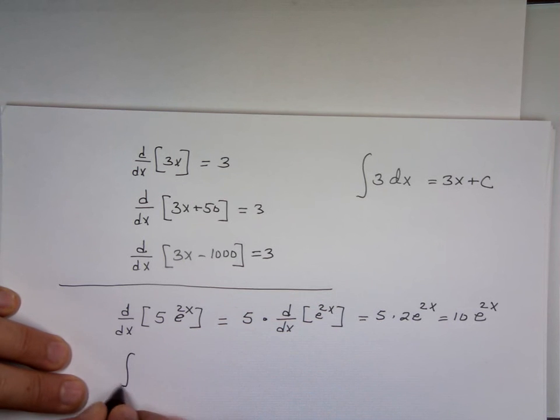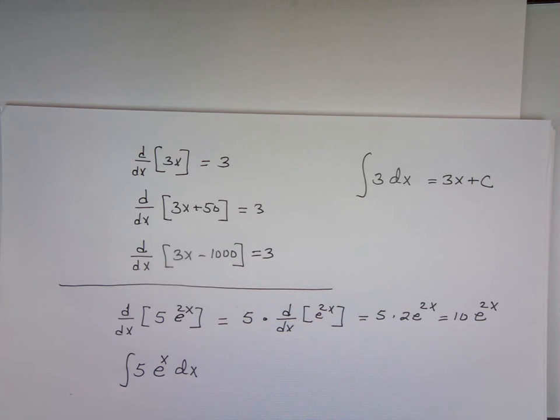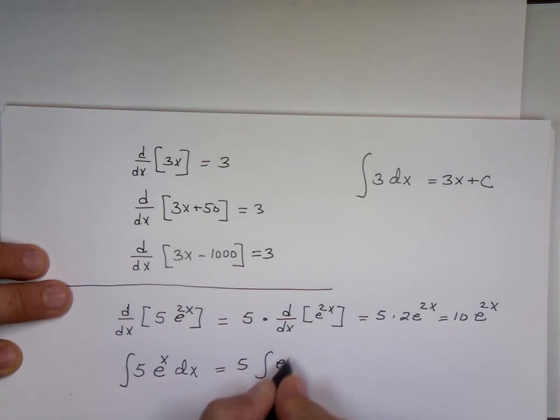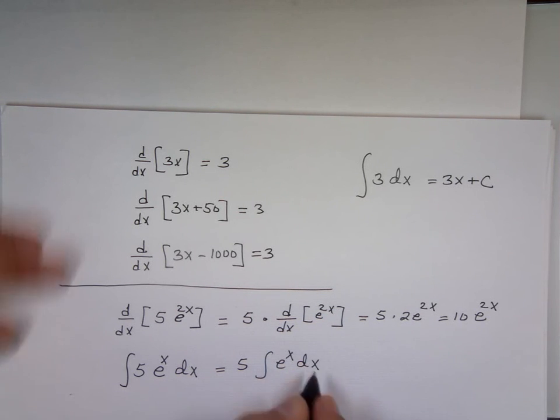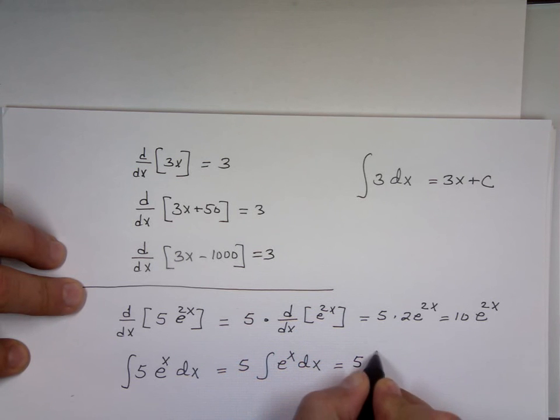What's the integral of 5e to the x, not 2x, e to the x? Because we didn't get to e to the 2x yet for integration. Notice 5 is a constant. I can take it outside. The integral of e to the x dx. What function has a derivative e to the x? Almost. Plus c, always a plus c. So it's 5 times e to the x plus c.